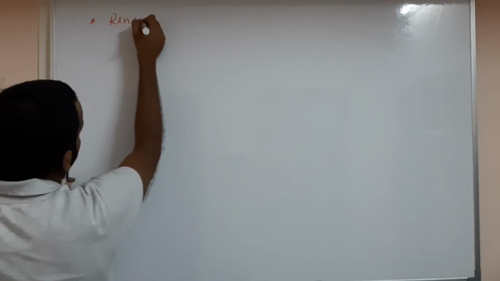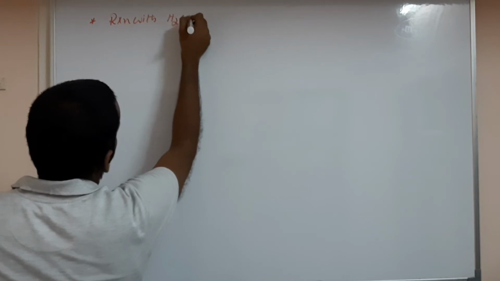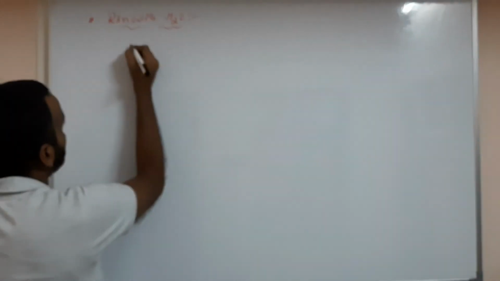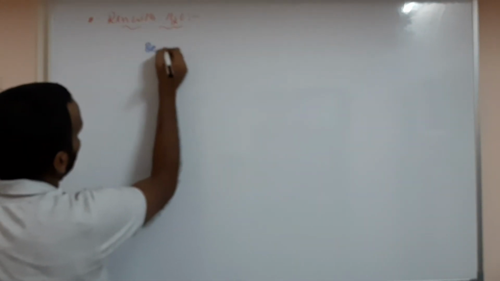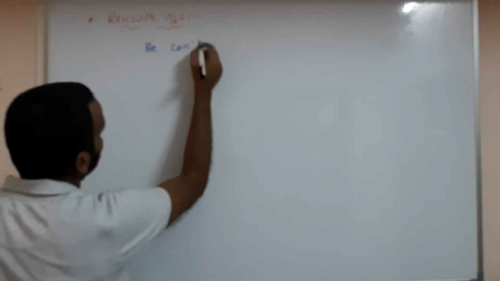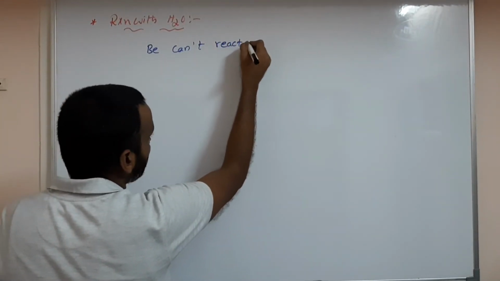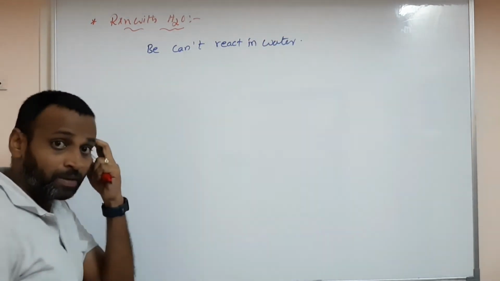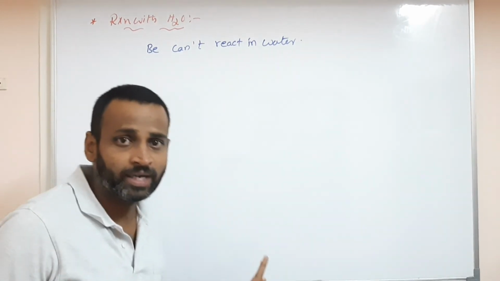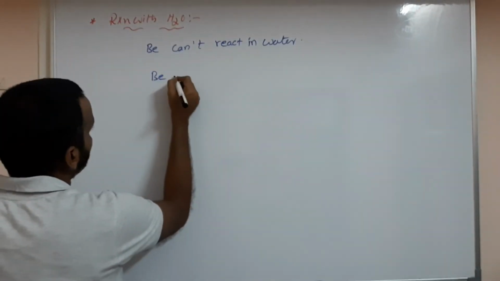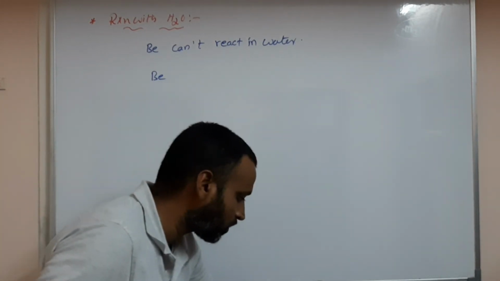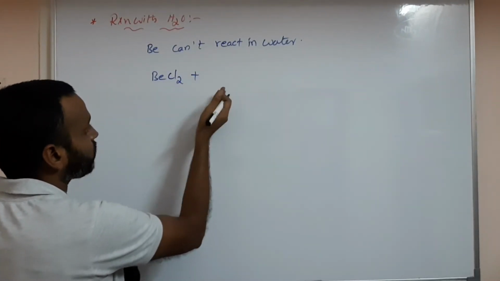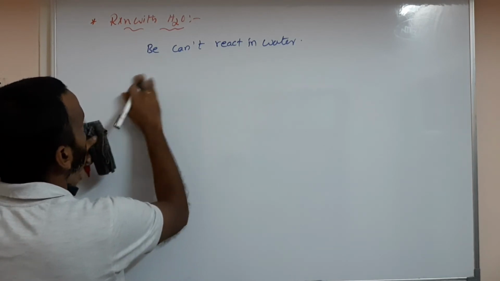Okay, next, reaction with water. Actually, beryllium cannot react with water. Now I am saying beryllium can't react in water. You can write that first. But the remaining ones form hydroxides. Beryllium cannot react with water, but beryllium hydroxide is also possible by the hydrolysis process. Like BeCl2 can dissolve in water, but like this it is not possible.